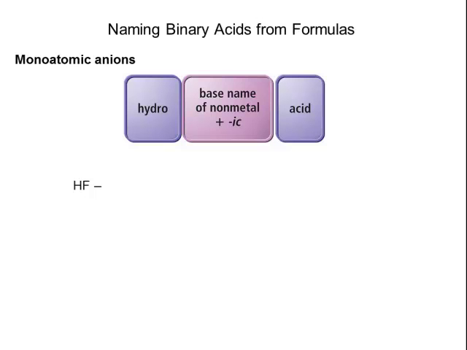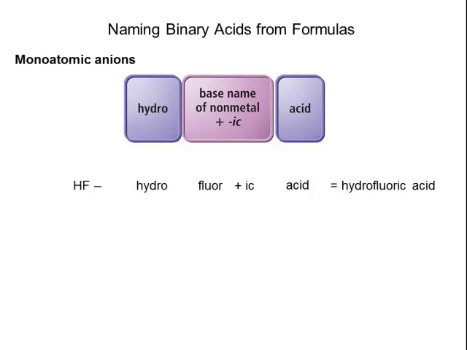So HF, it's binary, just 2 elements. F is a monoatomic anion. So first, we're going to start with the hydro. Right? The base name of the nonmetal, F, is going to be fluor. F stands for fluorine. We drop that INE ending, which gives us that base name. We're going to add ic to that. And then we're going to add the word acid. So put it all together, HF is hydrofluoric acid. Key thing to remember with fluorine, it's not flour, F-L-O-U-R.